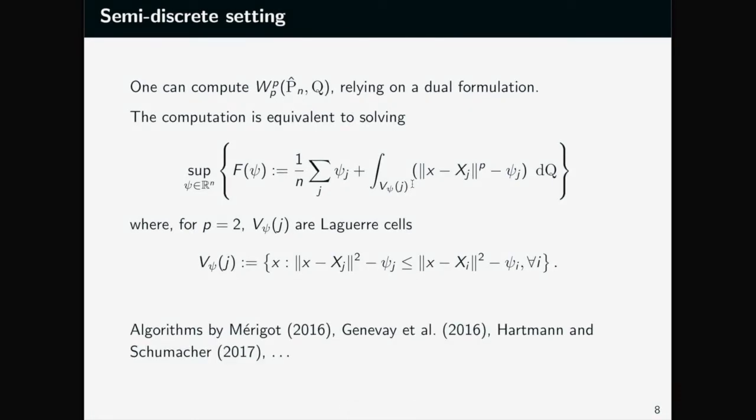Many algorithms were proposed to solve this problem. The one by Mérigot, the one by Genevay and co-authors, the one by Hartmann and Schuhmacher are a few examples dealing with different cases or different approaches.